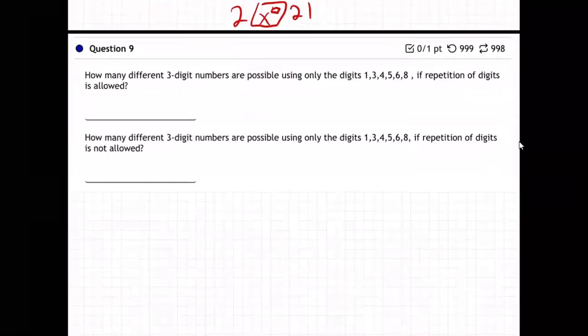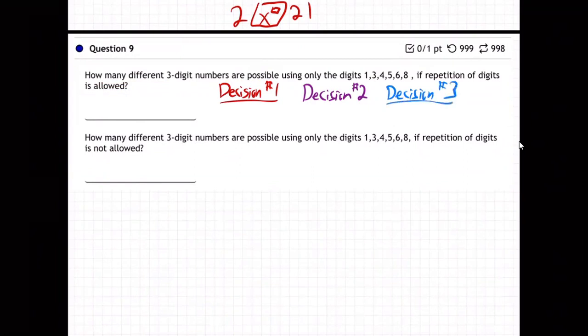So let's do that. How many different three-digit numbers are possible using these digits? Well, we have to make decision number 1, decision number 2, and then decision number 3. For each of those, we're going to put the number of options. Why three decisions? Because we're choosing a three-digit number.